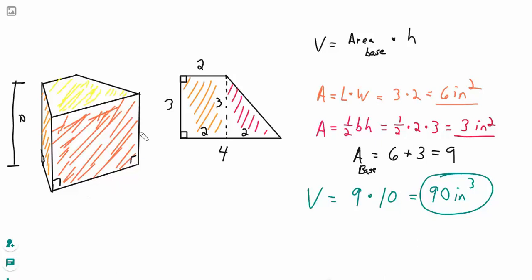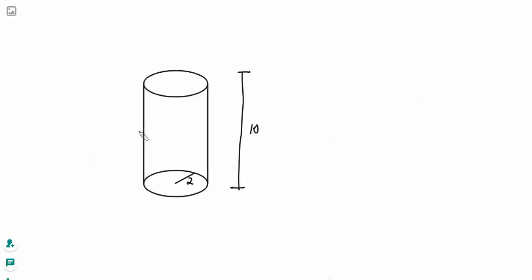Excellent. Hopefully that makes sense to you. And then let's do one last one here. So here we have another shape. It's another right solid. These are right angles in here. And we want to know what is the volume for this shape. So again, our volume formula is area of the base.